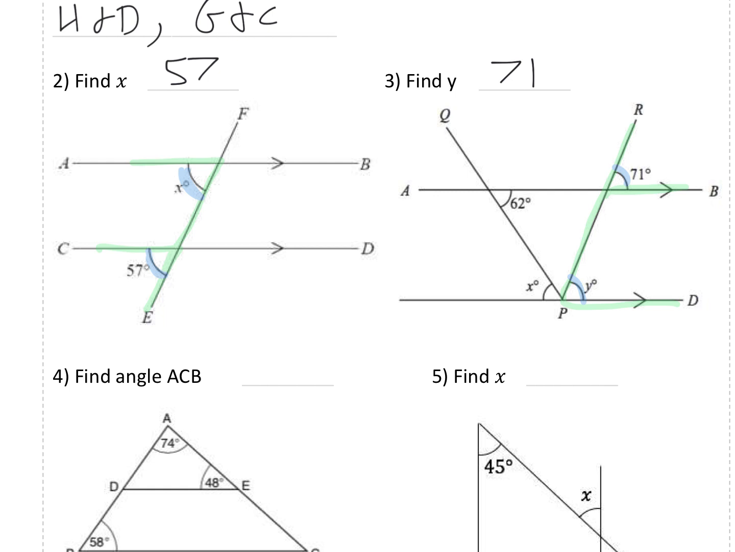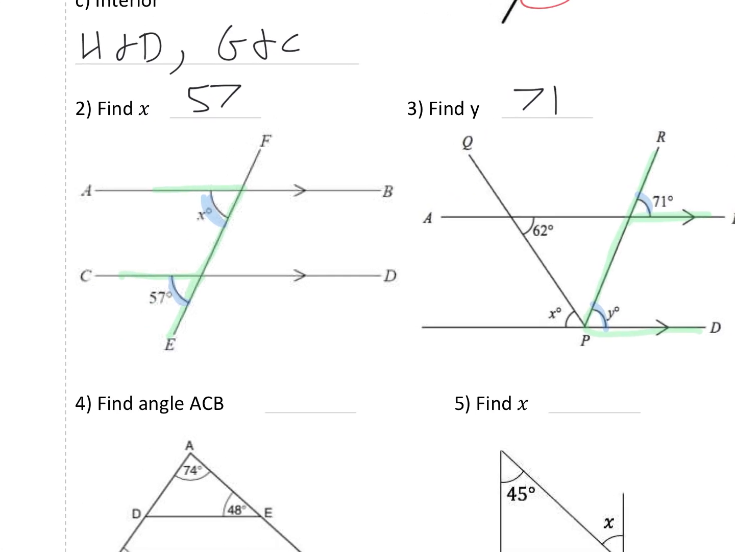It doesn't ask you actually there, but we'll just do it anyway. Work out the size of X. If we trace out X, we can trace out 62, and you can see a Z shape there. So X would be 62, because it's alternate with the other 62.